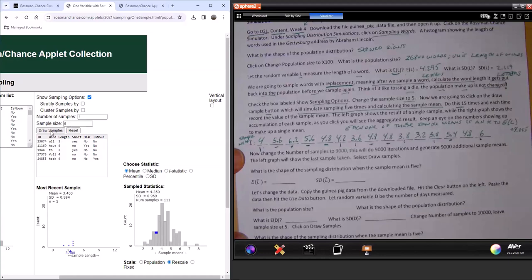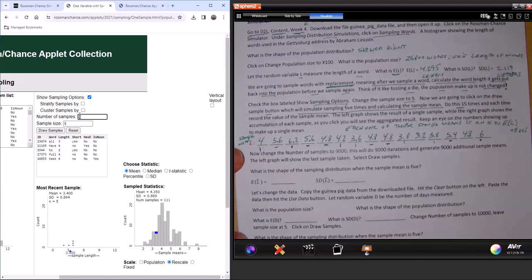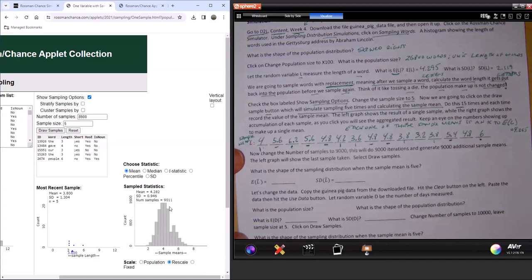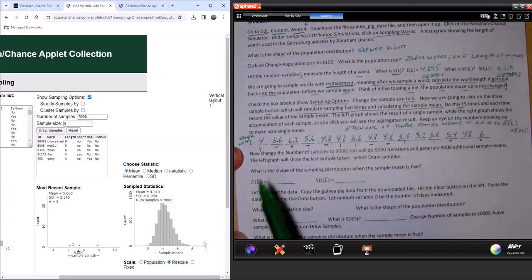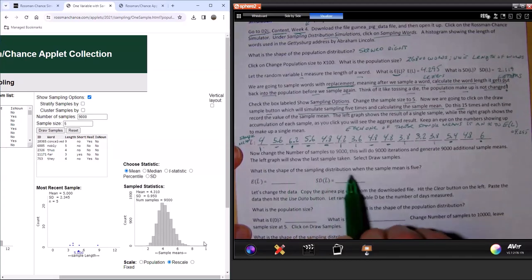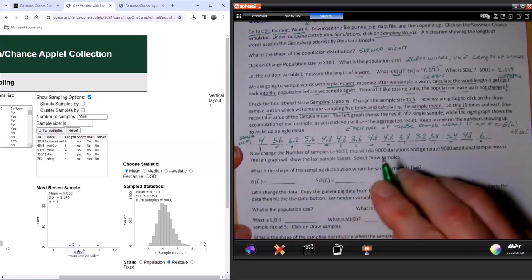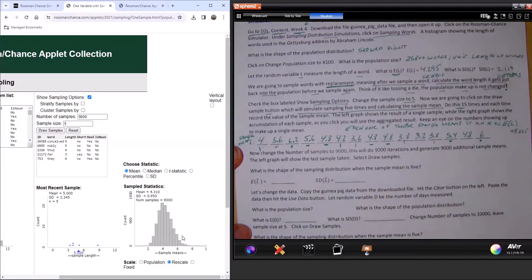So I'm going to come back here. How many did I do yet? 111. I want 9,000, so I'm going to go 8,900. Draw samples. And you could just keep doing it yourself. Boom. And now I got 9,011. So what is the shape of the sampling distribution when the sample size is 5? So now this is the distribution for n equals 5.